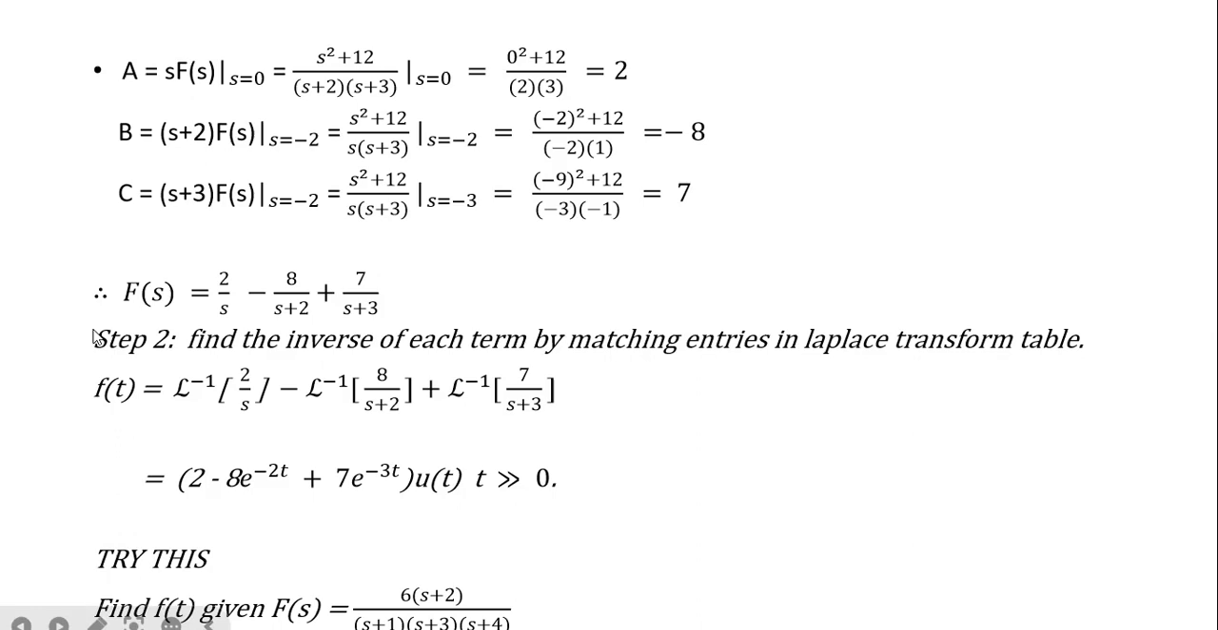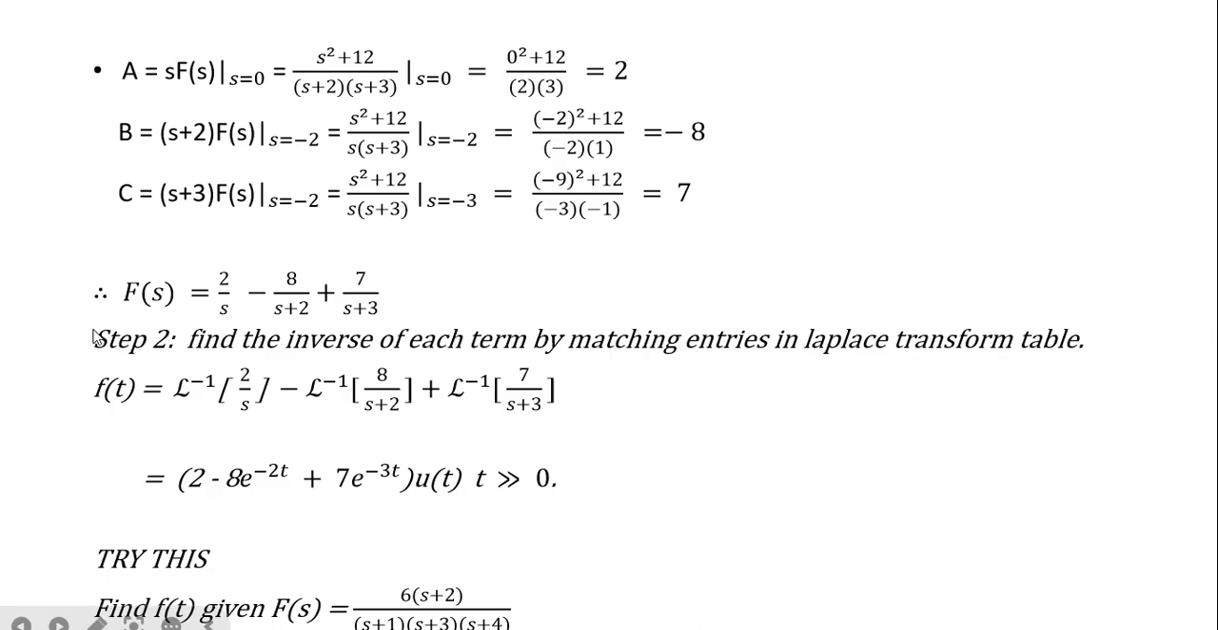In this case, you have 8 all over this. You can bring out 8 into 1 all over s plus 2. So 1 all over s plus 2 is the same thing as exponential minus 2t. Now, because of this constant 8, we multiply it by the 8.